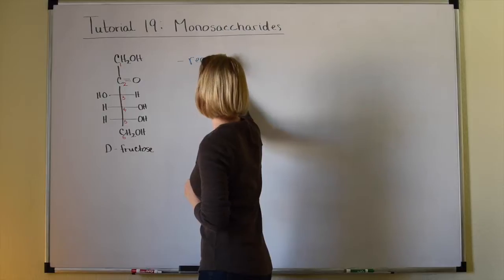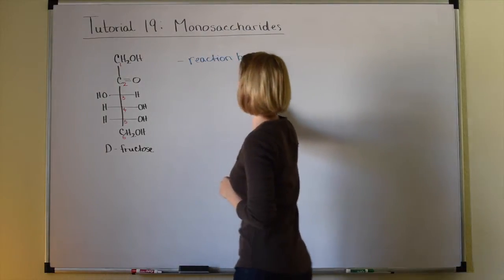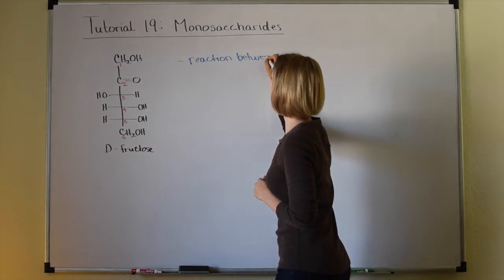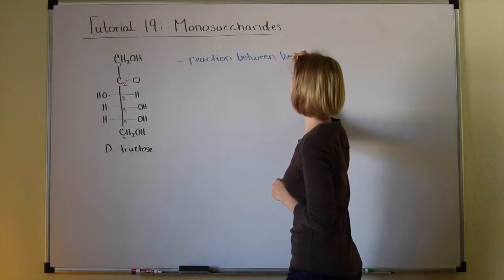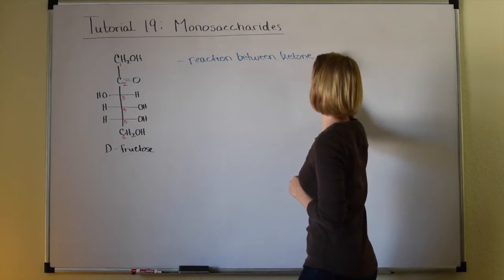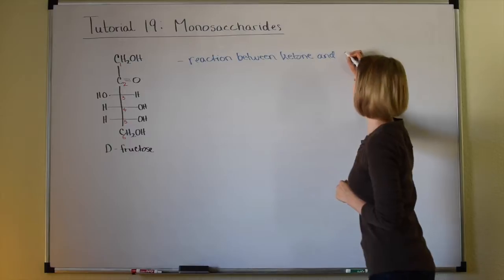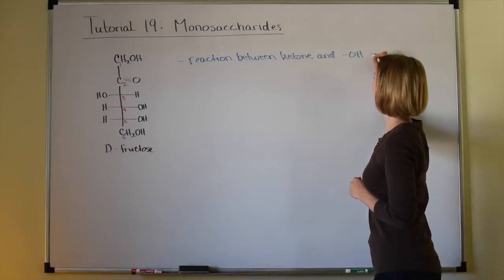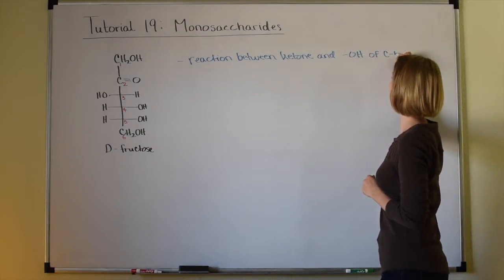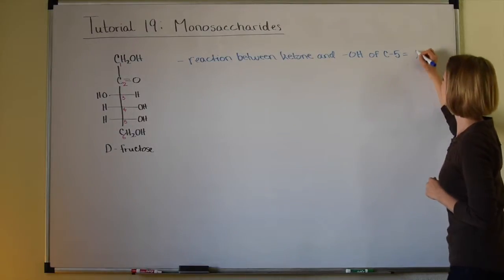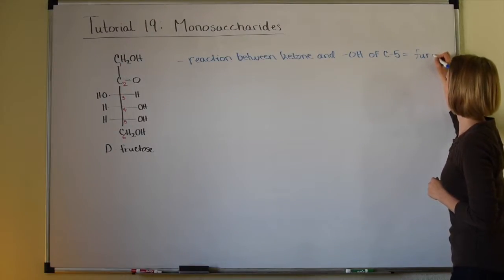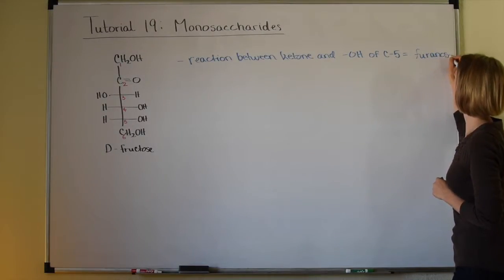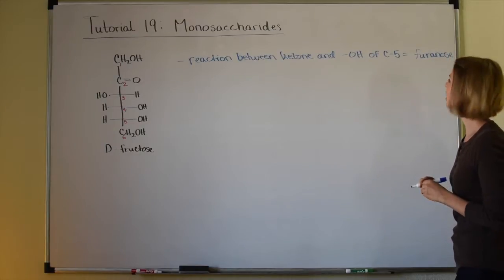Reaction between the ketone and the hydroxyl of C5. That will give us the furanose form. Remember, that's the five-membered ring.